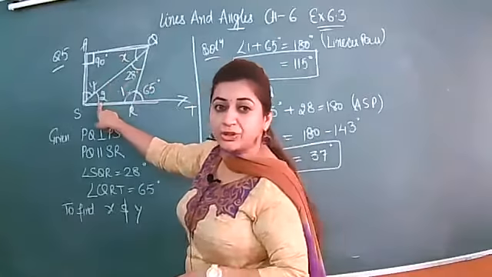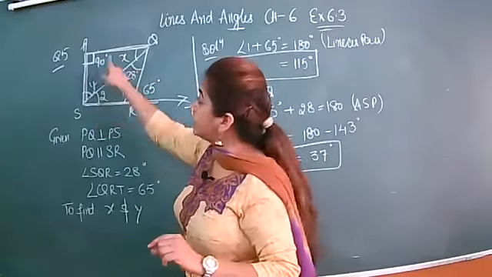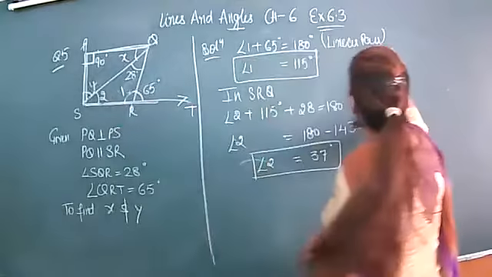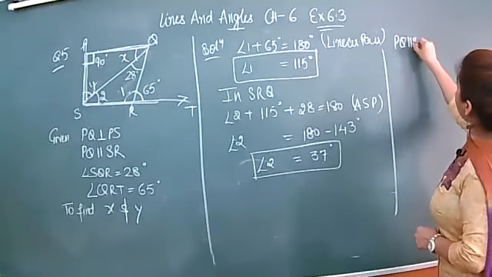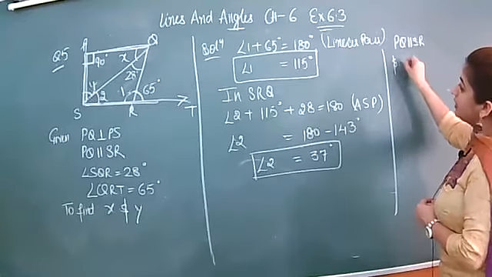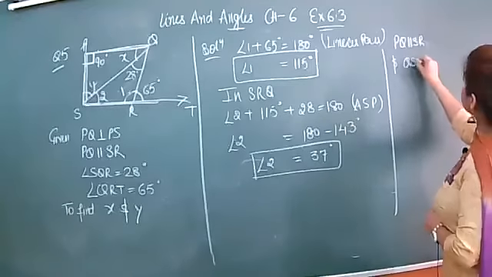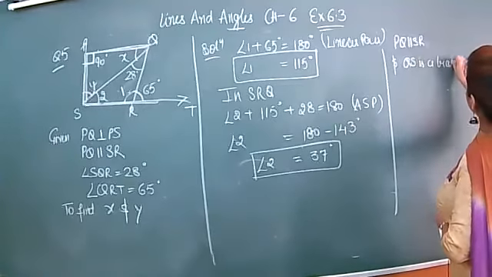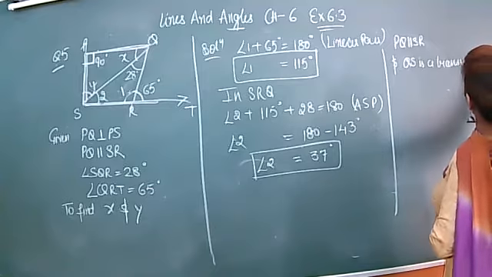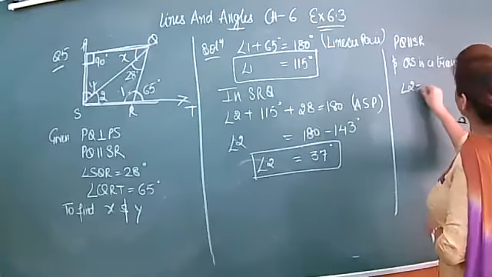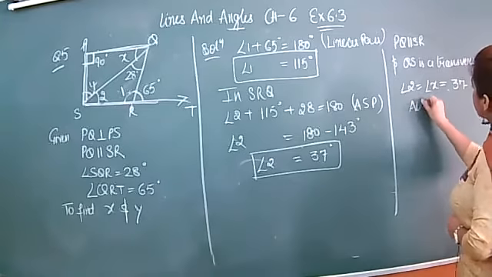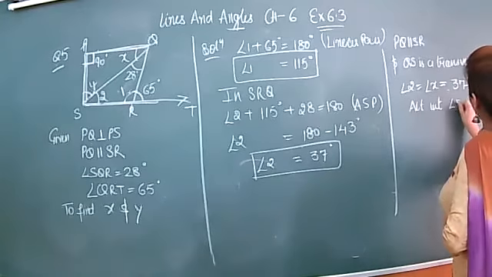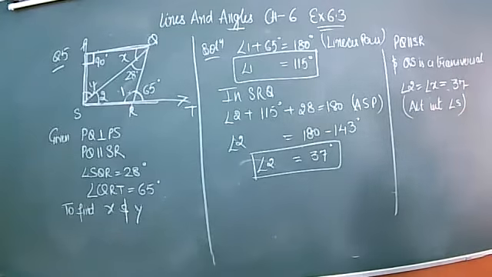Angle X and angle 2 are alternate interior angles because the lines are parallel. So if I write here, PQ is parallel to SR and QS is a transversal. So angle 2 is equal to angle X is equal to 37 degrees, alternate interior angles. So we have got angle X as 37 degrees.